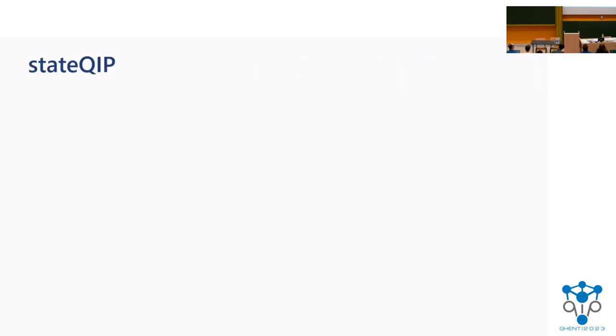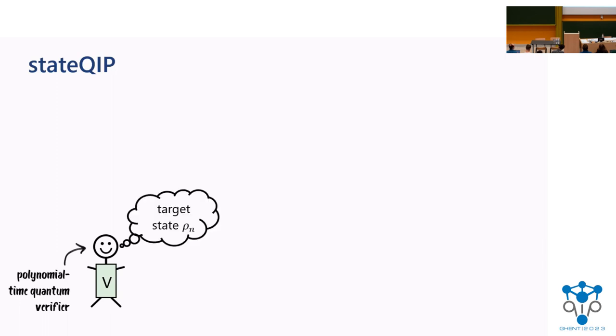StateQIP informally are all states that I can generate as a quantum polynomial time verifier by interacting with an untrusted, unbounded prover. So more concretely, the setup is that we have some polynomial time quantum verifier down here. And this verifier has in mind a state that they would like to prepare. By that I mean it has some succinct classical description of that state. Again, for example, in terms of some Turing machine that prints out the circuit to generate it.